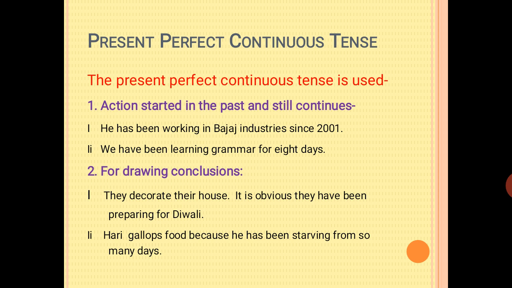The last tense is present perfect continuous tense. Present perfect continuous tense is used to express an action started in the past that still continues. He has been working in Balaji Industries since 2001, meaning even today he is working there. We have been learning grammar for 8 days. We started it 8 days ago, today is the 8th day, and we are learning it even today.